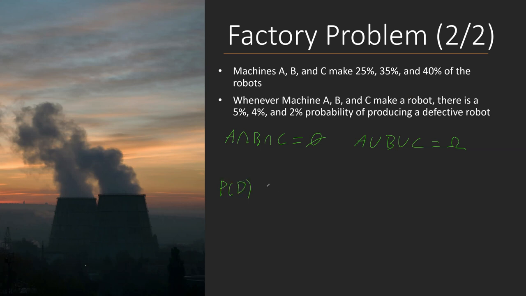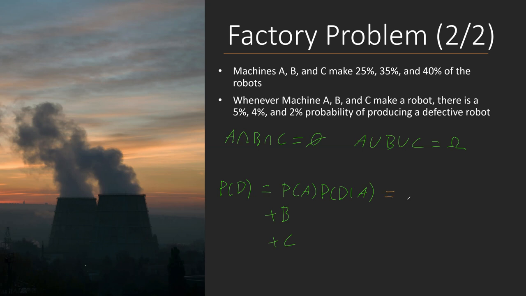So the theorem tells us that the probability of a defect is going to be the probability of machine A making the robot multiplied by the probability of a defect if it was indeed machine A that made the robot. And we're going to do the same thing for machine B and machine C. And at this point, it should be quite clear to you that this problem was defined with the total probability theorem in mind, because all of these 6 probabilities that we want to compute are directly given in the problem.